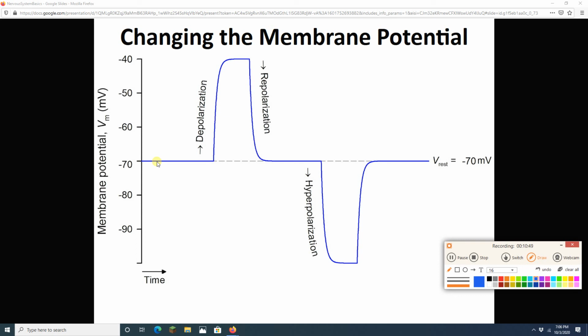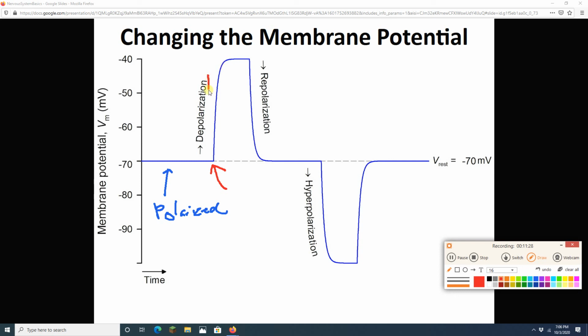Now, what we're going to see here is there's three basic ways the membrane potential can change. So we're starting at rest. And remember, if we are at rest, one of the things we said was that the neuron was polarized, meaning there is a difference between the interior and the exterior. All right, the first change we're going to see starts right here as the membrane potential swoops upward and becomes more positive.